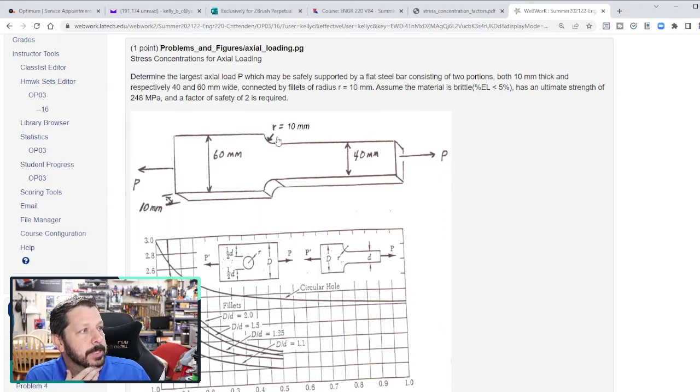So this one, at this fillet, we don't know if it's the fillet on the top or the fillet on the bottom, but we're going to calculate the maximum stress that would exist at one of those fillet points.